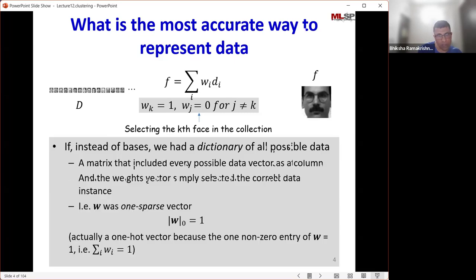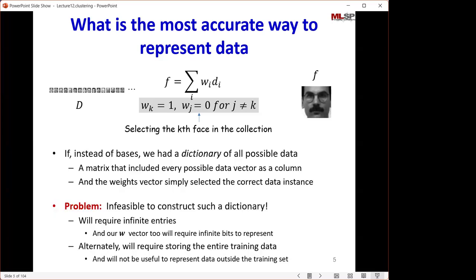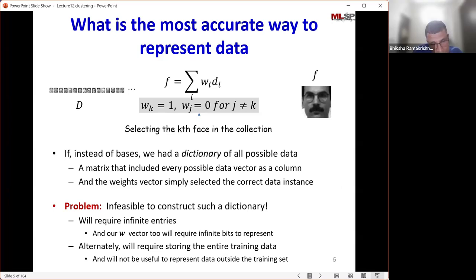So given this, what would be the problem with a representation of this kind? Anybody? You can't possibly collect all instances of data. So for the faces, for example, you can't have a collection of all possible faces. That's right. It's infeasible to construct a dictionary of every possible data instance. You would need infinite entries. Also, this is not really efficient because if I have infinite entries in my dictionary, then the index is going to need infinite bits to represent. So, this is not going to be very useful, right?